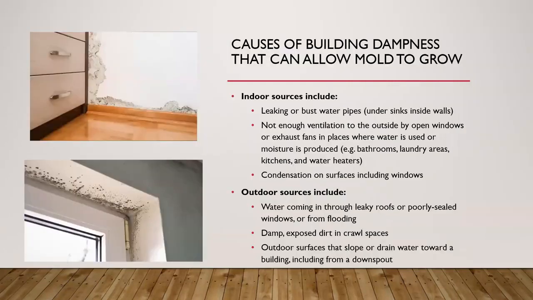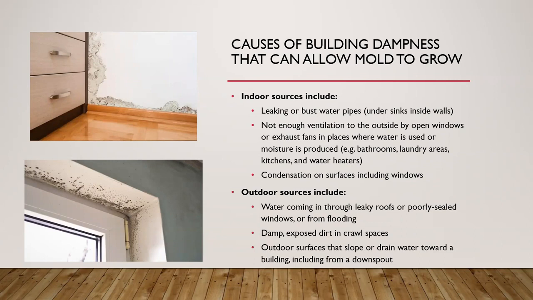Causes of building dampness that can allow mold to grow. Indoor sources include leaking or burst water pipes under sinks or inside walls. If there's not enough ventilation to the outside by open windows or exhaust fans in places where water is used or moisture is produced. Some of these places would be bathrooms, laundry areas, kitchens, and places where there are water heaters.